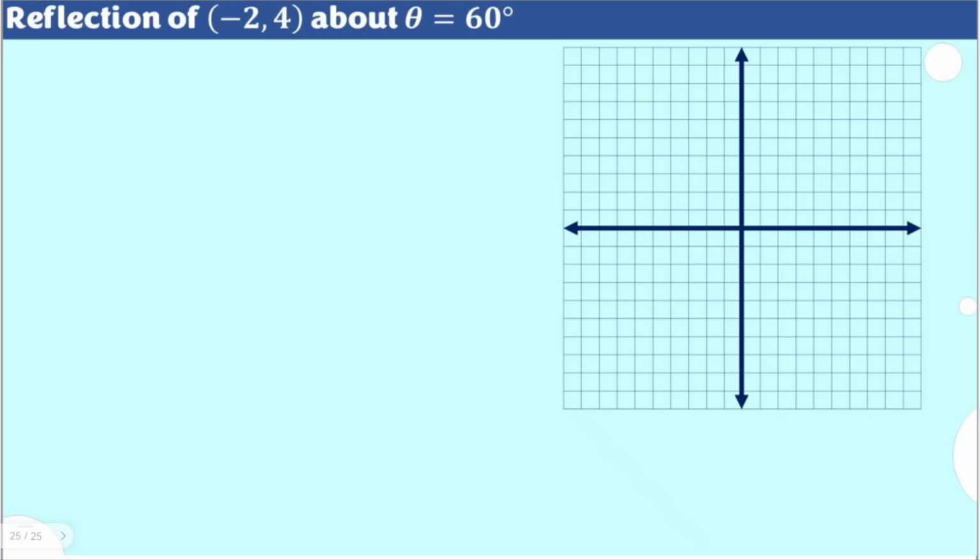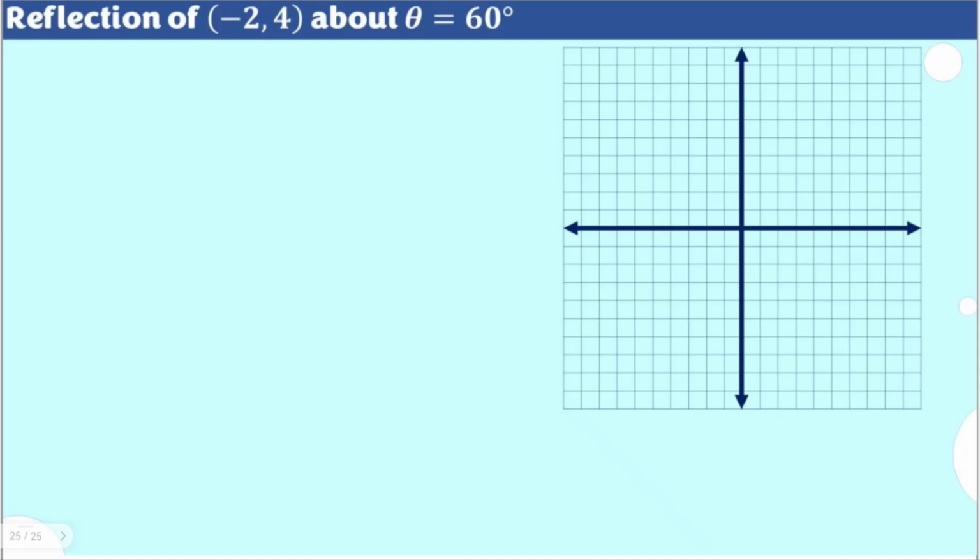For this video, let's try to come up with the reflection of negative 2 and 4 about the angle of 60 degrees. First, let's try to plot this on our Cartesian plane and later on also illustrate the line that will represent the angle 60 degrees counterclockwise, of course, just like in a unit circle.